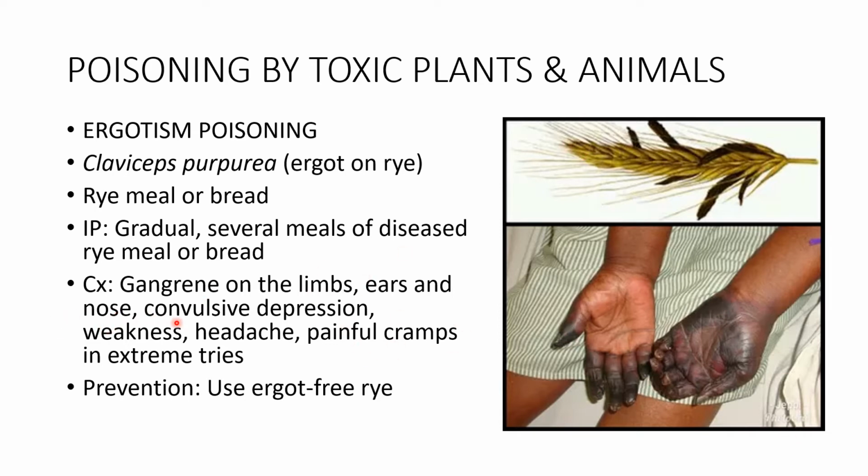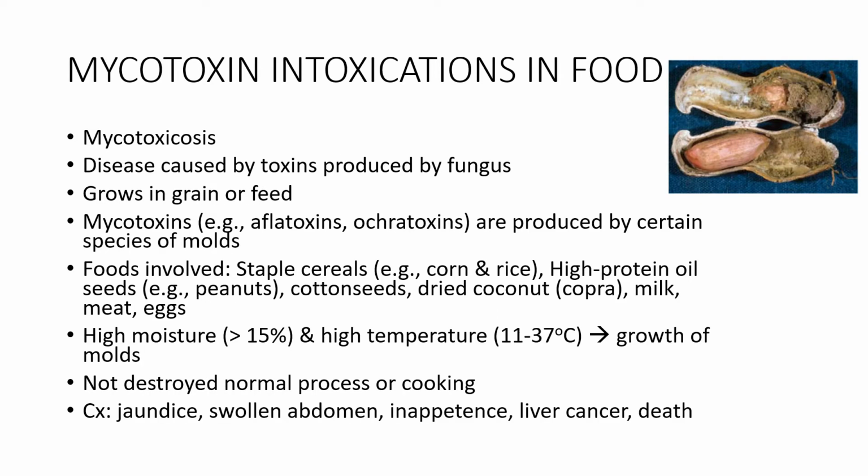In the extremities, there is gangrene, then convulsive depression, weakness, headache, and painful cramps in the extremities. To prevent it, you should only use ergot-free rye flours for baking. And now you have your mycotoxins.